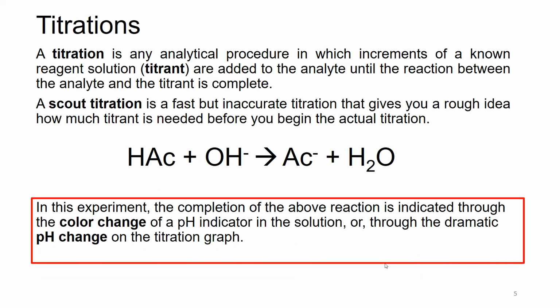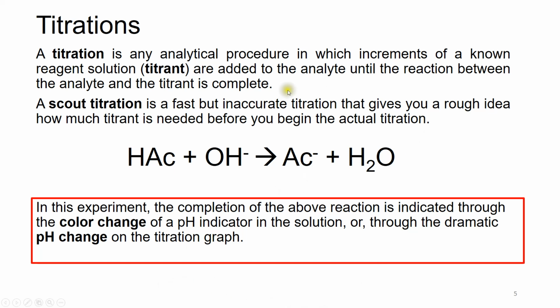They cancel to get the net ionic equation. What is a scout titration? A scout titration is simply a fast but inaccurate titration that gives you a rough idea how much titrant is needed before you begin the actual titration. Performing a scout titration saves time.